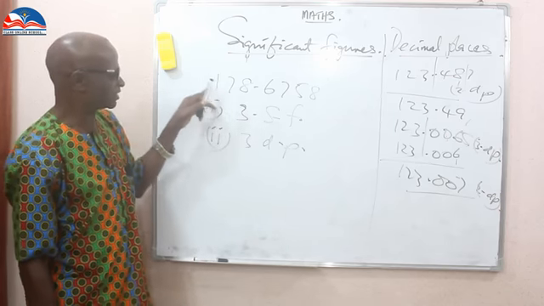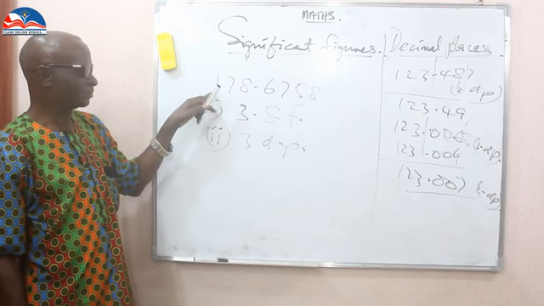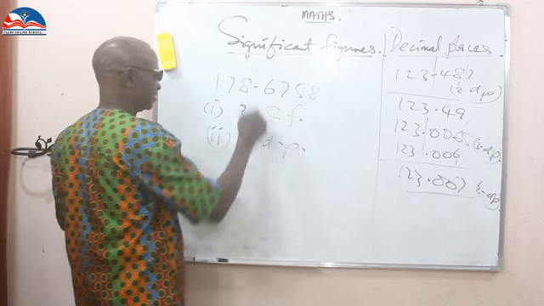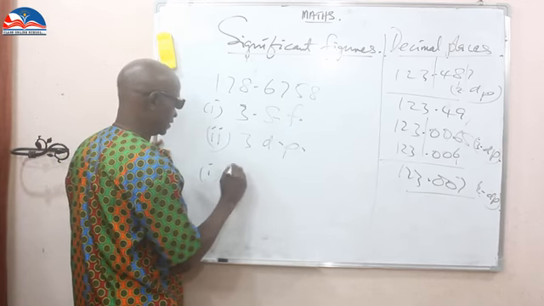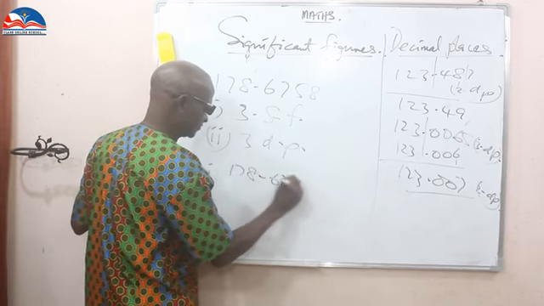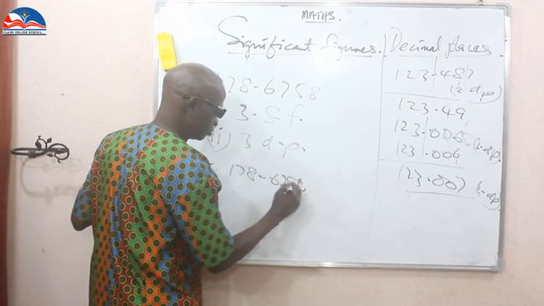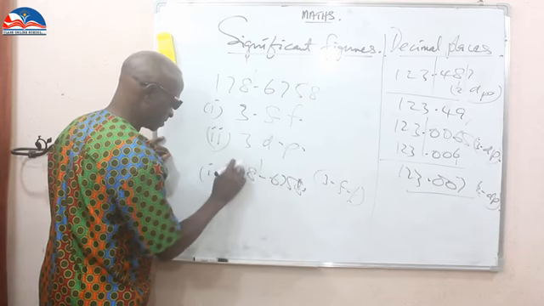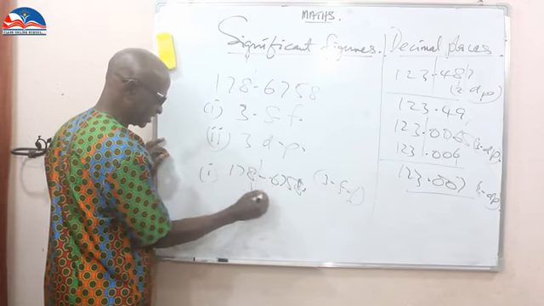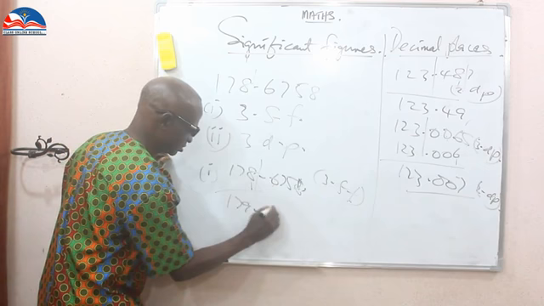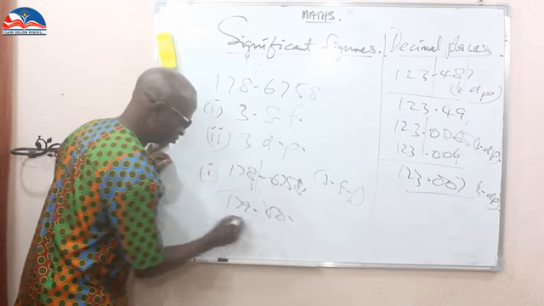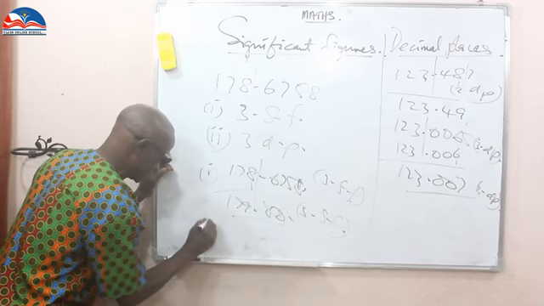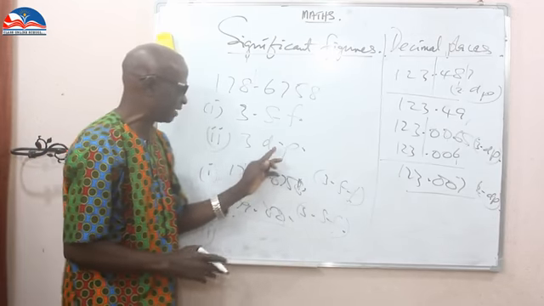Significant figures means you must start from the first whole number. So I'm starting from 1, 2, 3, the first 3 numbers, because it's 3 significant figures. So I'm going to stop here. Number 1: 178.6758 to 3 significant figures. You take the first 3 numbers, and the next digit is up to 1, so add it here: 179.00. So that is correct to 3 significant figures.